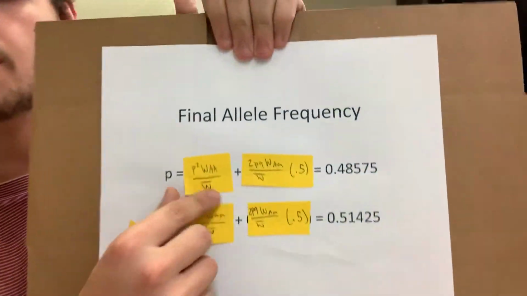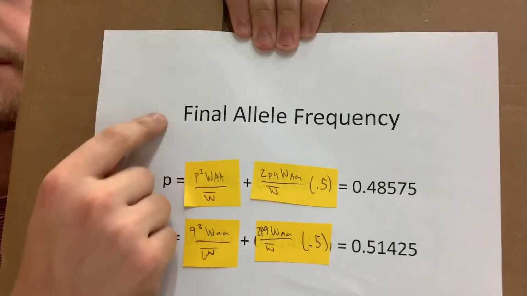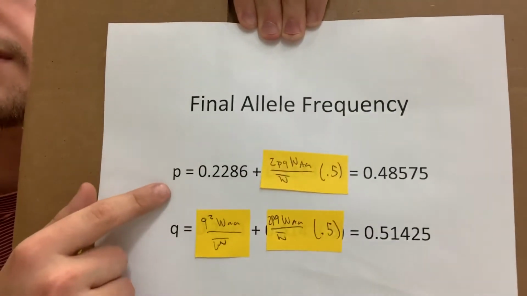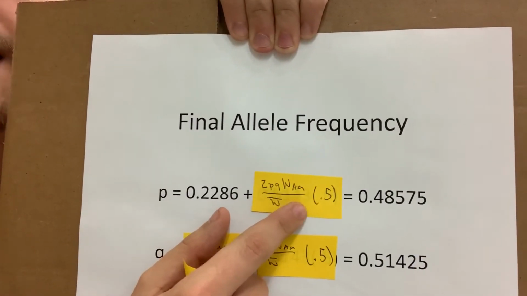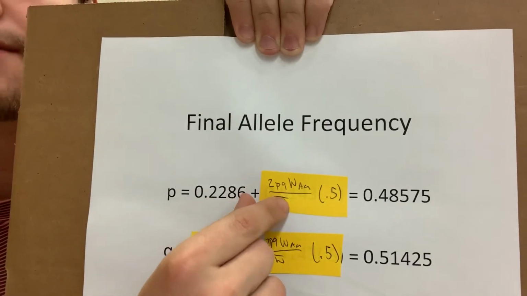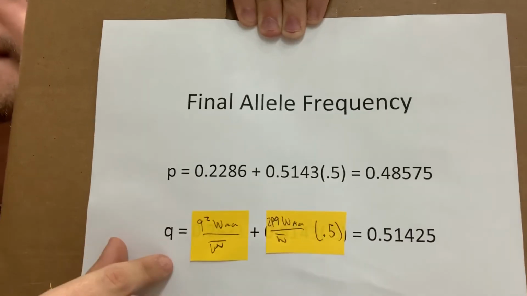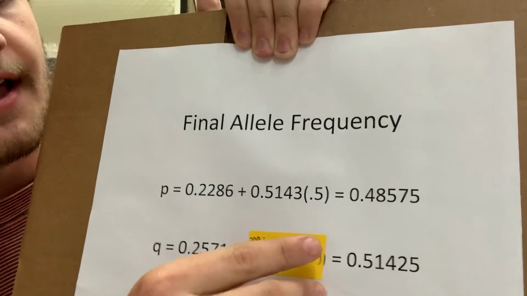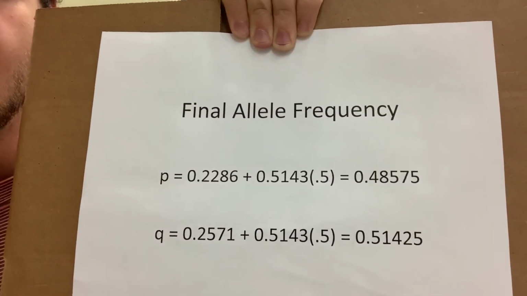Now that we have the value for the frequency after selection occurs, this is used to calculate our final allele frequency. So in our situation, the value for the homozygous dominant was this, and then we add 1/2 of the frequency of the heterozygous, and that gives us the final allele frequency. And then we do the same thing for the recessive allele and the heterozygous, and this gives us the allele frequency at the end.